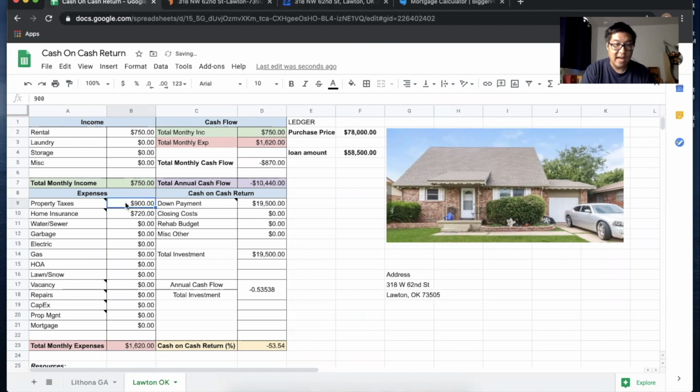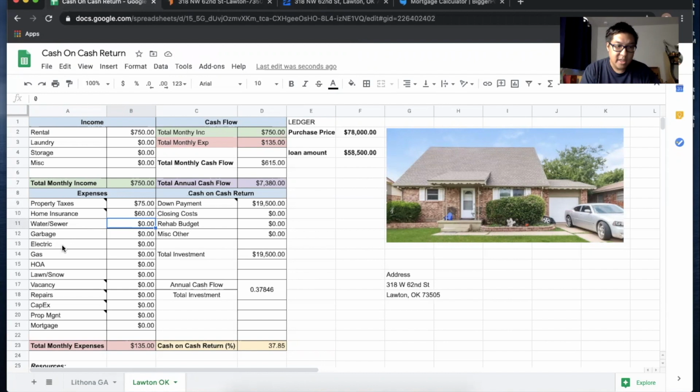So what I have to do now is change that into monthly, because I'm going to do a monthly cash flow. So I'm going to write a little equation, 900 divided by 12. That gives me $75 per month. And then 720 divided by 12, equals $60 per month.